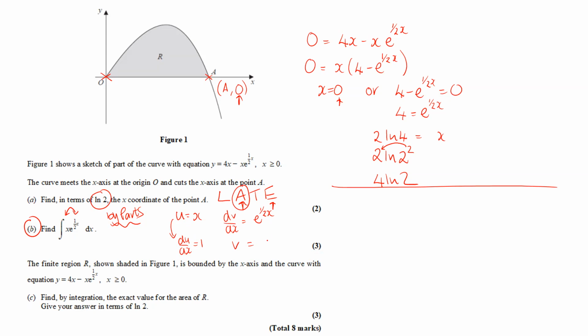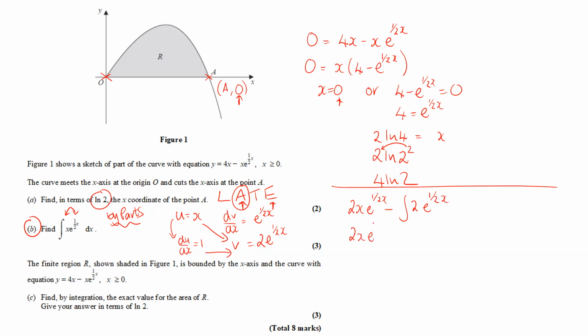When we integrate, we leave the e to the half x alone and then times by the differential that will come. We need to compensate for the fact that our half will come from the chain rule, so we need to have a 2. Then the by parts formula is uv minus the integral of the bottom two. So that's going to be 2x e to the half x minus the integral of 2 e to the half x.